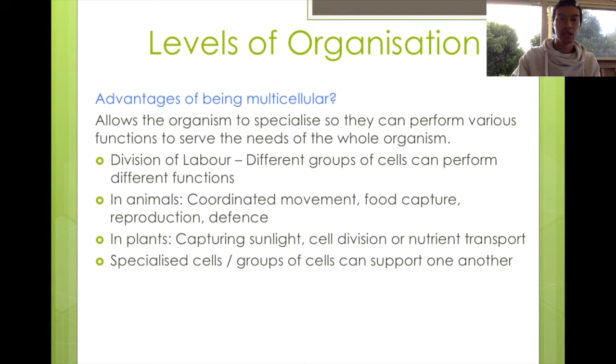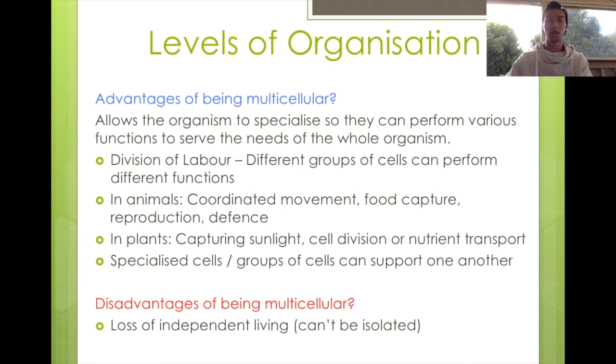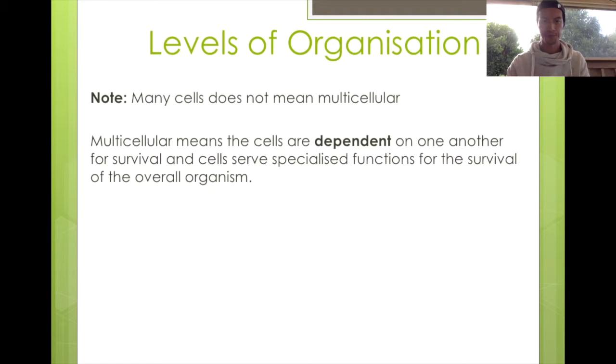In plants, you have the same kind of organization, but you have cells for capturing sunlight, cell division, and nutrient transport, and these specialized cells are able to support one another through that process. Okay, you can also imagine what the disadvantages would be. Obviously, working together means you lose the independence of an organism or an individual cell, which means they can't be isolated. You take away one aspect of your tissue, that particular set of cells will die without the nutrients provided by other cells.